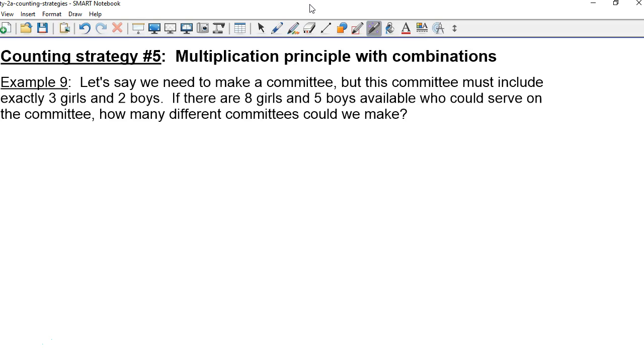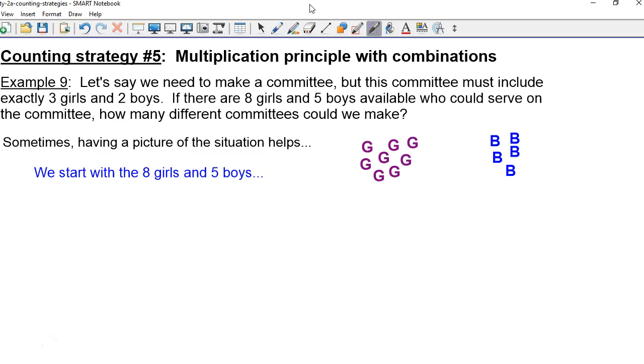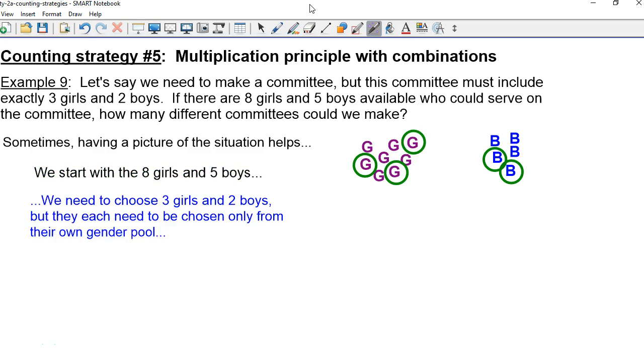Let's say that we need to make a committee, but this committee must include exactly 3 girls and exactly 2 boys. If there are 8 girls and 5 boys available who could serve on the committee, then how many different committees could we make? Well, sometimes having a picture of the situation helps. We start with the 8 girls and the 5 boys. They're just represented by G's and B's here. Okay, we need to choose 3 girls and 2 boys, but they each need to be chosen only from their own pool of the same gender.